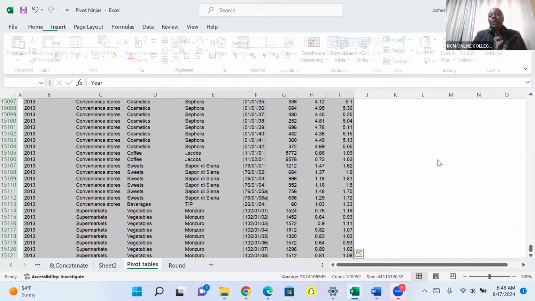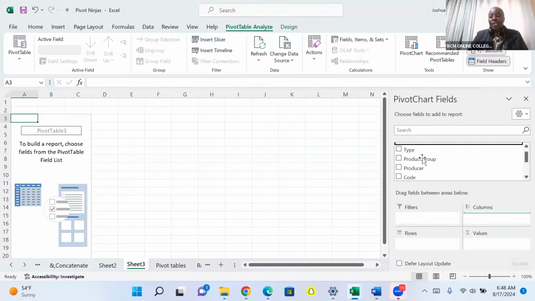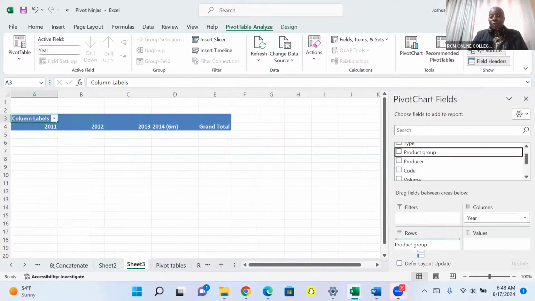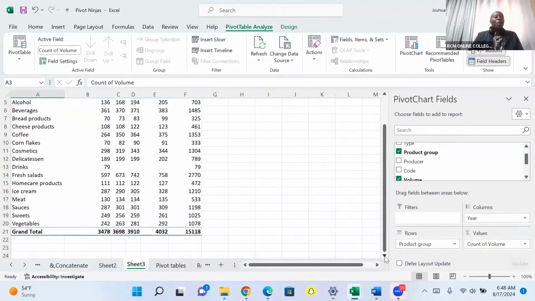So when I'm here, ladies and gentlemen, I know the years. Of course, you can have them as rows. Years, I'll come and throw this in columns. Very easy. The product types, I can come and do this in the rows. And then I want to evaluate, for example, volume, like that. See, I've been able to prepare what we call a dashboard.